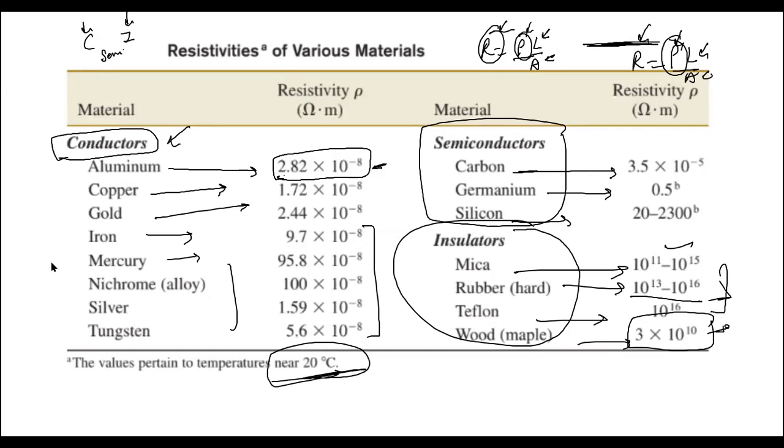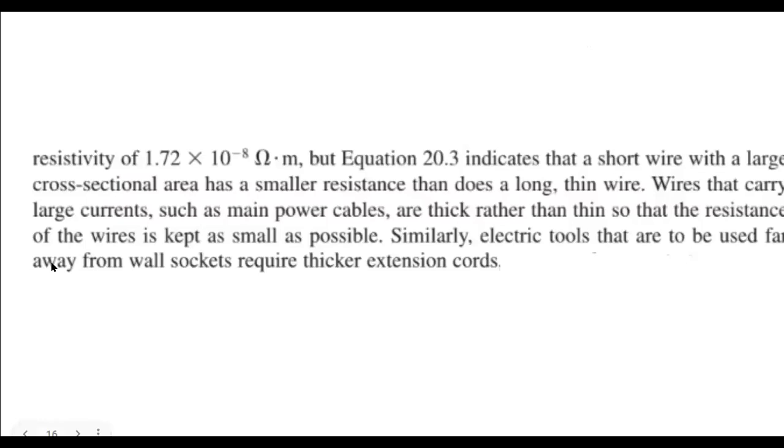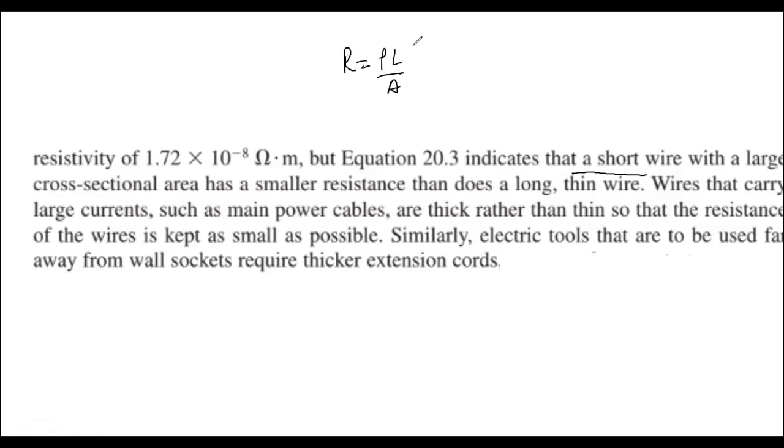So moving on, if we have a short wire with a large cross-sectional area. So let me write the formula over here. R is equal to rho L upon A. So we are saying that if length is small and area is large, what does that mean? This means that the resistance value will be less. It will be less, right? So they have smaller resistances.